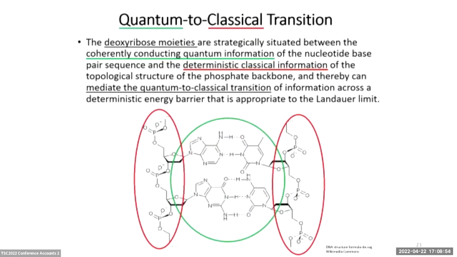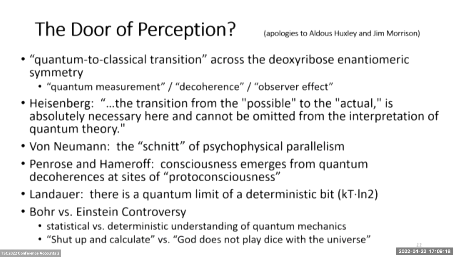So the deoxyribose moieties are strategically situated between the coherently conducting quantum information of the nucleotide base pair sequence and the deterministic classical information of the topological structure of the phosphate backbone, and thereby can mediate the quantum to classical transition of information across a deterministic energy barrier that is appropriate to the Landauer limit. So is this quantum to classical transition across the deoxyribose enantiomeric symmetry the quantum measurement that provides a decoherence for the observer effect? Well, Heisenberg said that the transition from the possible to the actual is a necessary component of the interpretation of quantum theory.